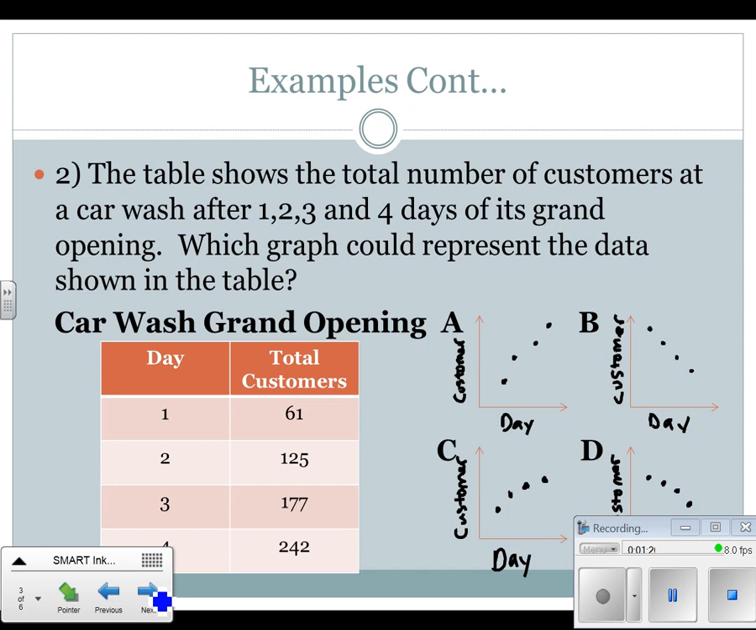The table shows the total number of customers at a car wash after 1, 2, 3, and 4 days of its grand opening. Which graph could represent the data shown in the table? So you can see here I have 4 graphs on the right hand side, but looking at the table we see from 61 to 125, that's going up 64. From 125 to 177, that's going up 52. So not as much, but it's going up. And then from 177 to 242 on the 4th day, it went up 65. So it went up even more there than it did from day 1 to day 2. So it went up over the course of the days.